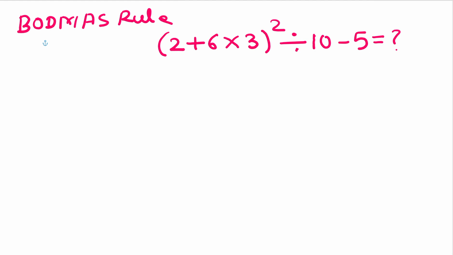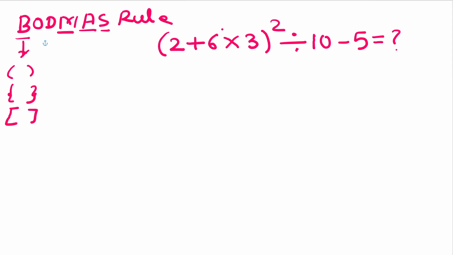BODMAS rule means B is brackets: simple bracket, curly bracket and square bracket. Then O is orders, meaning indices, roots, exponents and powers. D means division, M means multiplication, A means addition, S means subtraction. We follow this order from left to right.